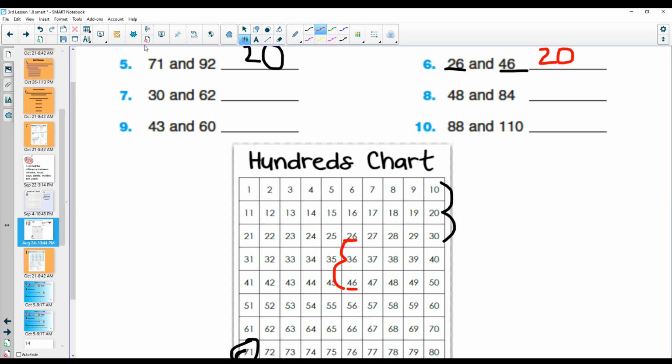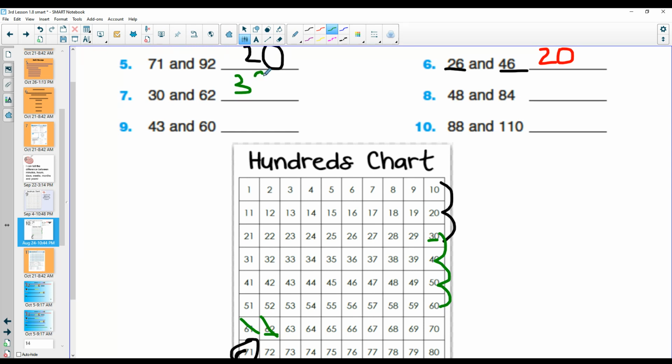Right. Now, I am going to find the difference between 30 and 62. Here's 30. Here's the number 62. Watch closely when I jump down. 10, 20, 30. I can then go 30, 31, 32. That's one way to get the answer.